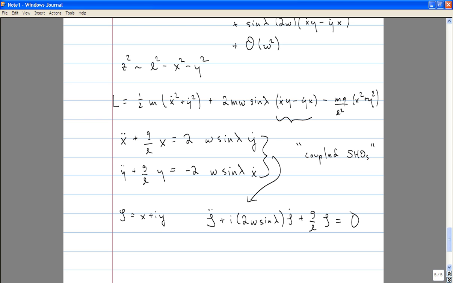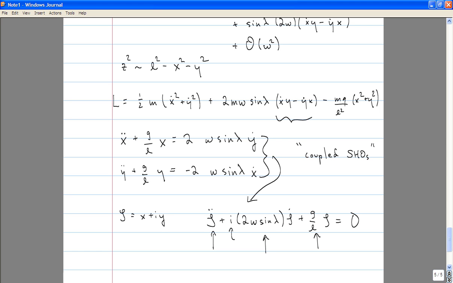So let's look at the real part of that equation. The real part says x double dot, coming from this term, plus g over L x, coming from this term, is equal to 2 omega sine lambda y dot, coming from this term. The reason is that we have an i here, so this is still a linear differential equation, but by including that i, that middle term turns the x into a y. And likewise, if you look at the imaginary part of this equation, you'll get the y differential equation. Is that clear?